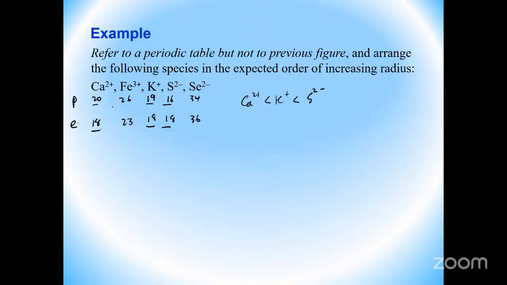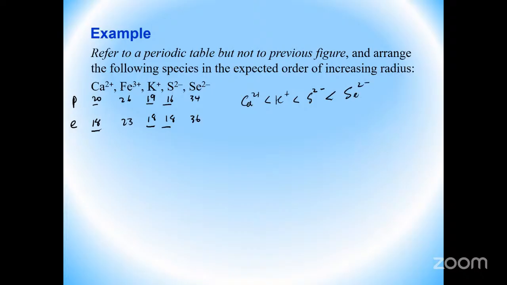All right. As far as the selenide is concerned, if you look at where selenium is in the periodic table compared to sulfur, it's below, right? So that means that its size would be larger than sulfide, right? So I would put selenide right here, right?